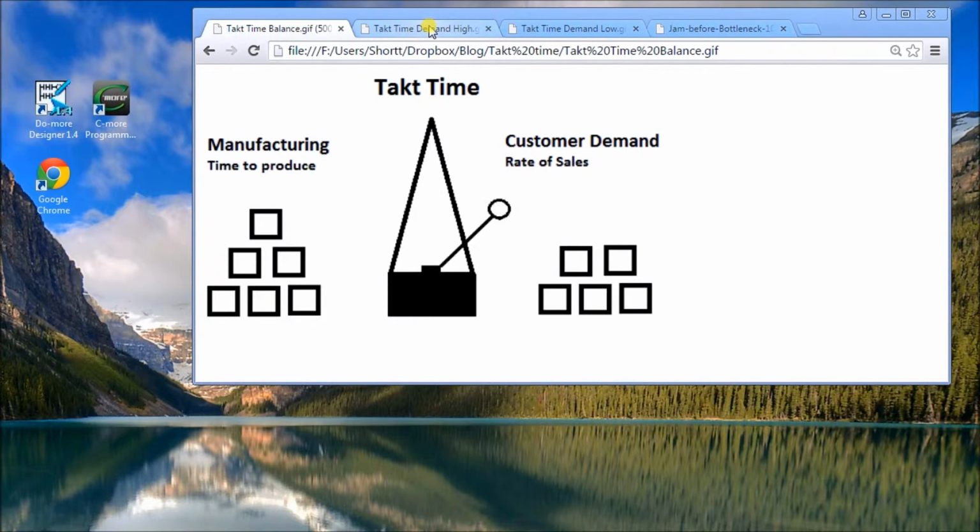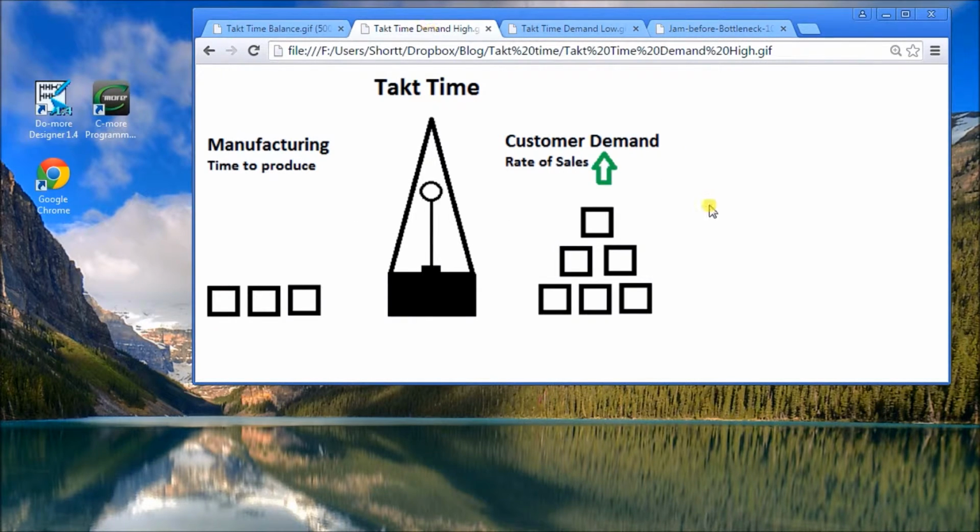Now if our demand is too high, let's reset this. We take 2 away, then produce 1. Take 2 away, produce 1. So pretty soon we will run out of stock, or our safety stock, and we'll start disappointing the customer.